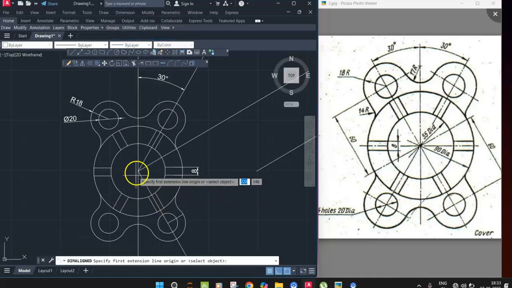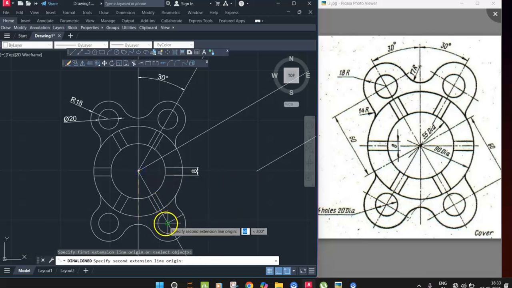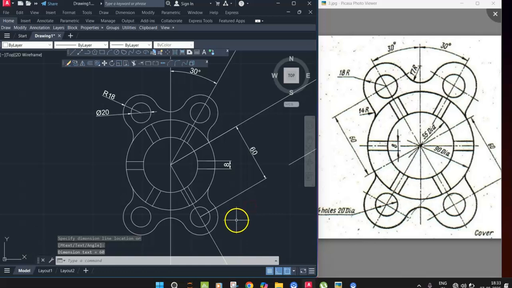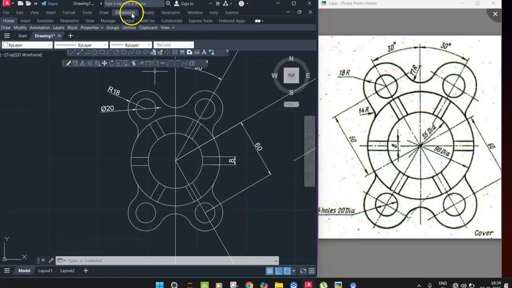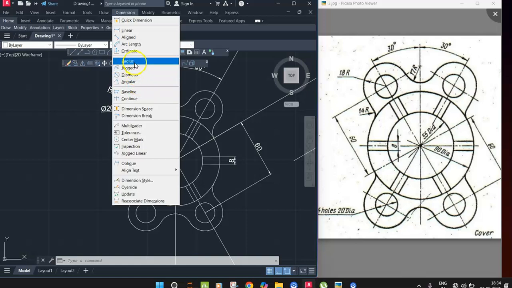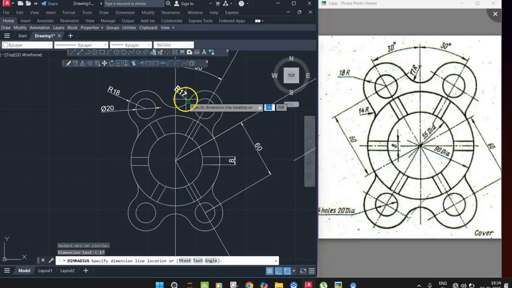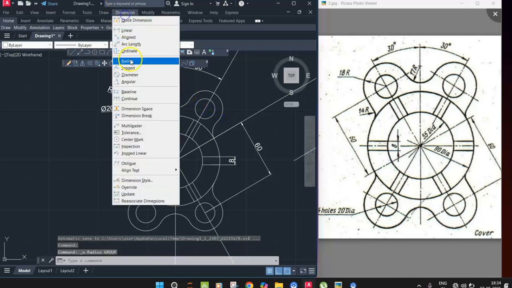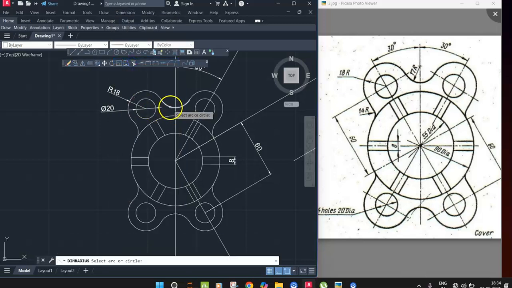Okay. And what is the distance from here to here? Dimension, aligned dimension. Distance is 60. Okay. Is there any dimension that we are missing? Yes. Dimension, radius, this one. What is the radius of that one? R70. Okay. Is there anything I am missing? Yeah. Completed. Almost everything is completed.